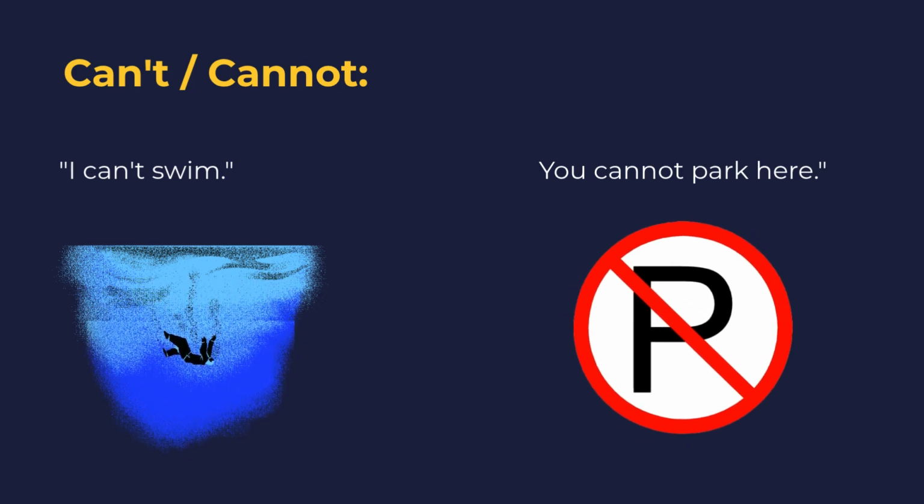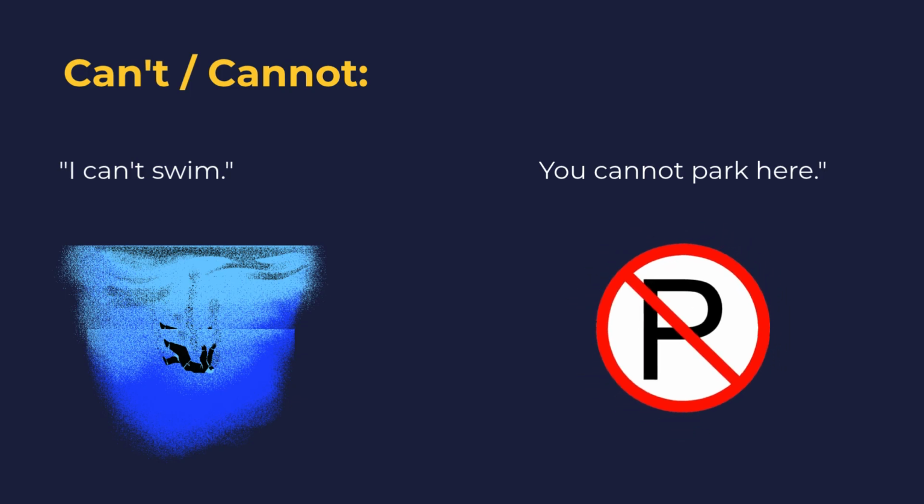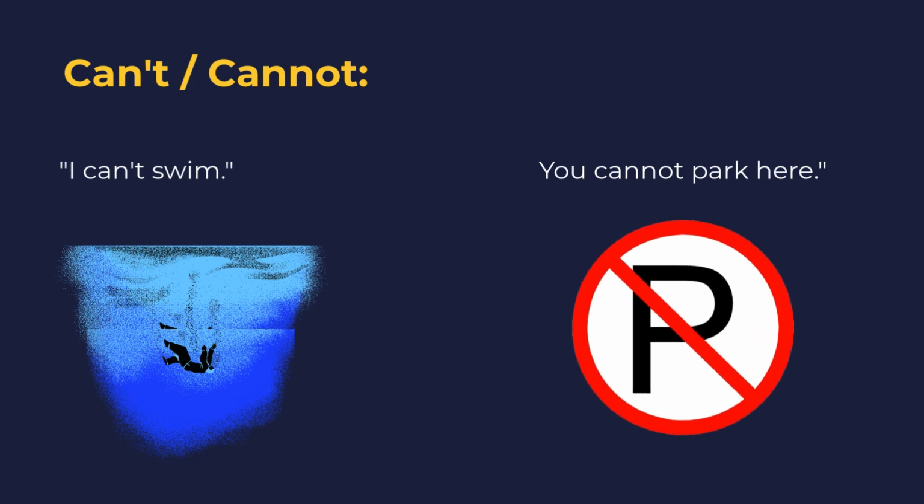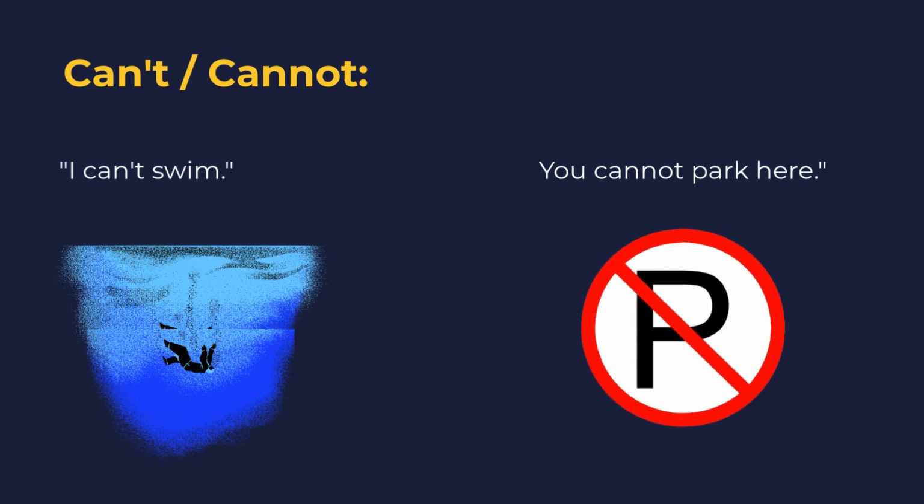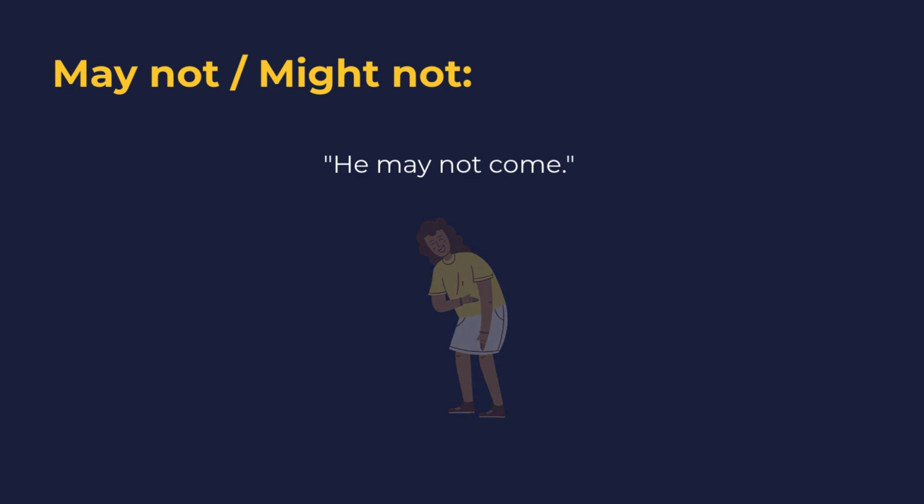For can, the negative form is can't or cannot. So, I can't swim means you don't have the ability to swim. You cannot park here means it's not allowed. Could becomes couldn't, like I couldn't sleep last night. For may and might, we use may not and might not. For example, he may not come means maybe he won't be there.